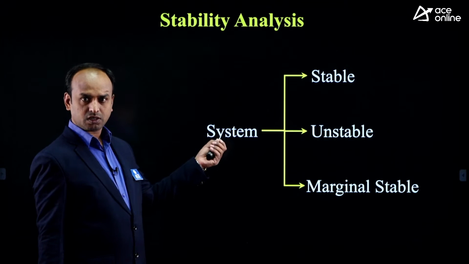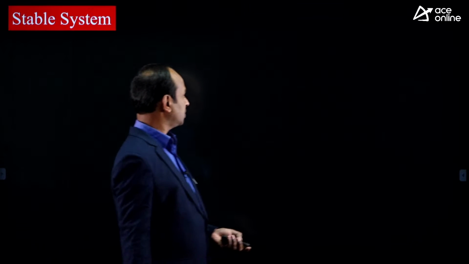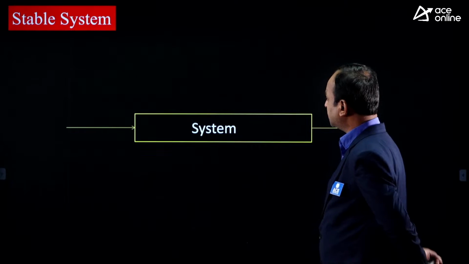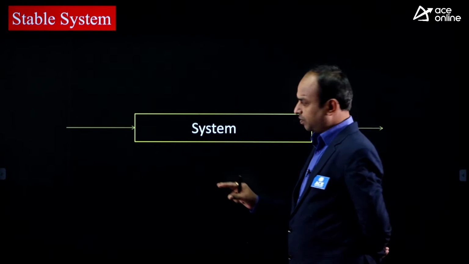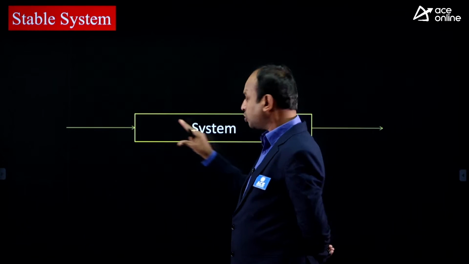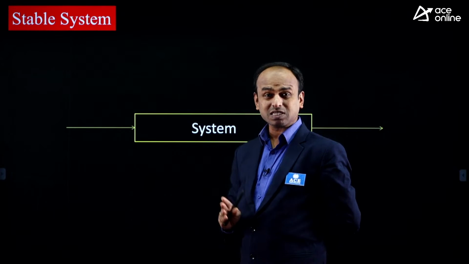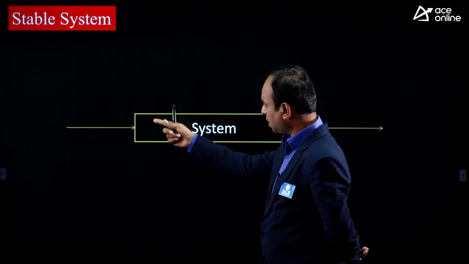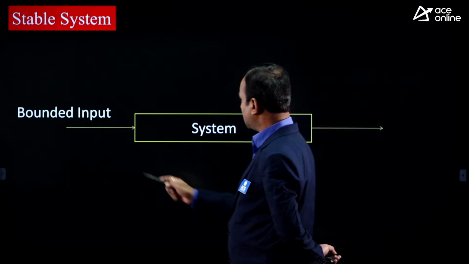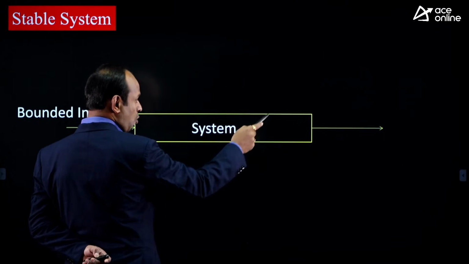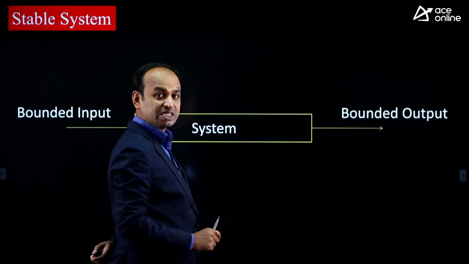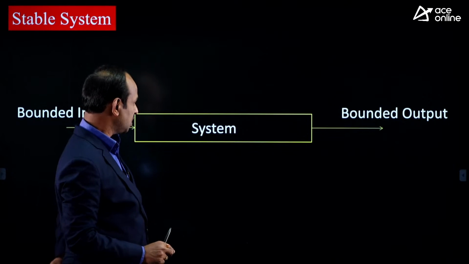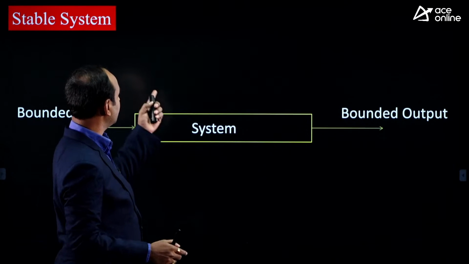We define quickly what is a stable system. For any system, if the input is bounded, the output should be bounded. That type of system is called a stable system. If the input is bounded, the output should also be bounded. This type of system is called a stable system.